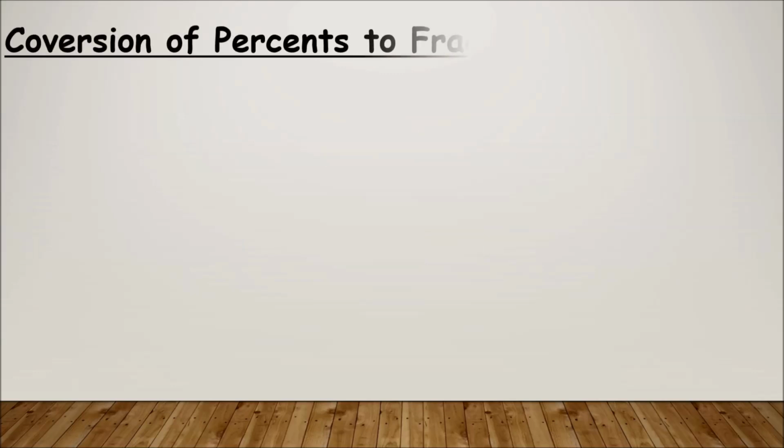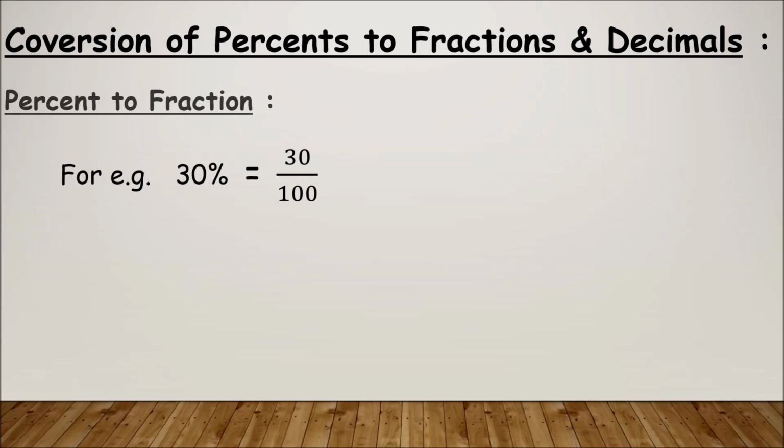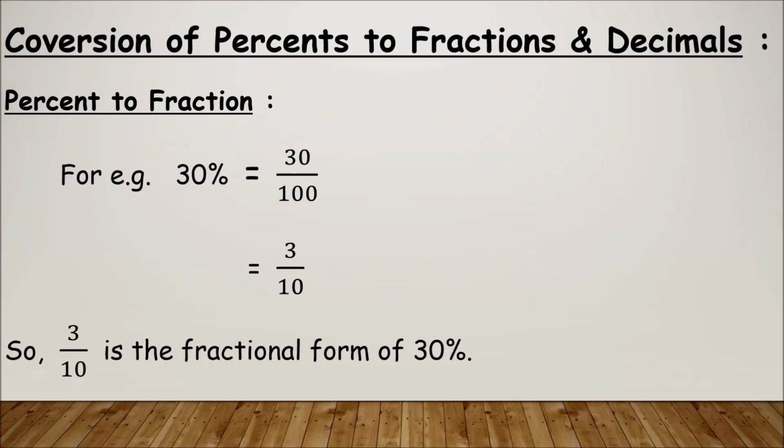To convert a percent to a fraction, we divide it by 100 and keep it in the fractional form. For example, 30% is equal to 30 divided by 100 is equal to 3 divided by 10. So 3 by 10 is the fractional form of 30%. Very easy, right? To convert a percent to a decimal, we divide it by 100 and continue the division till the decimal form is reached.